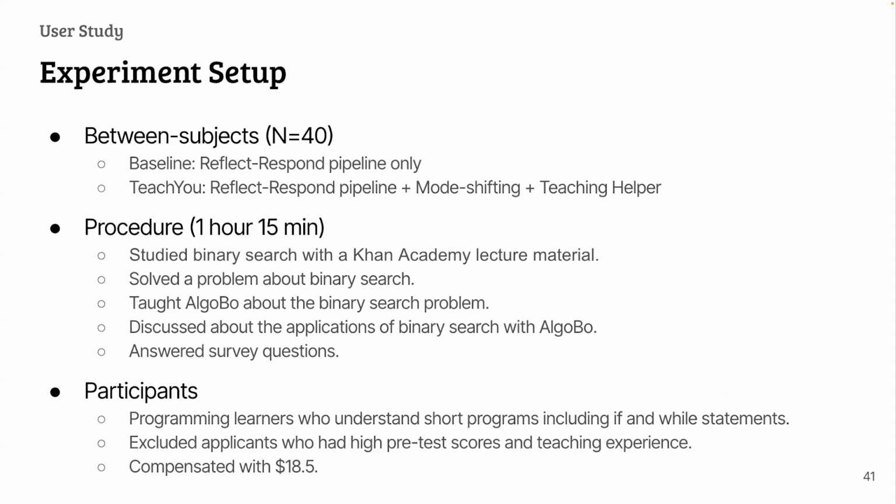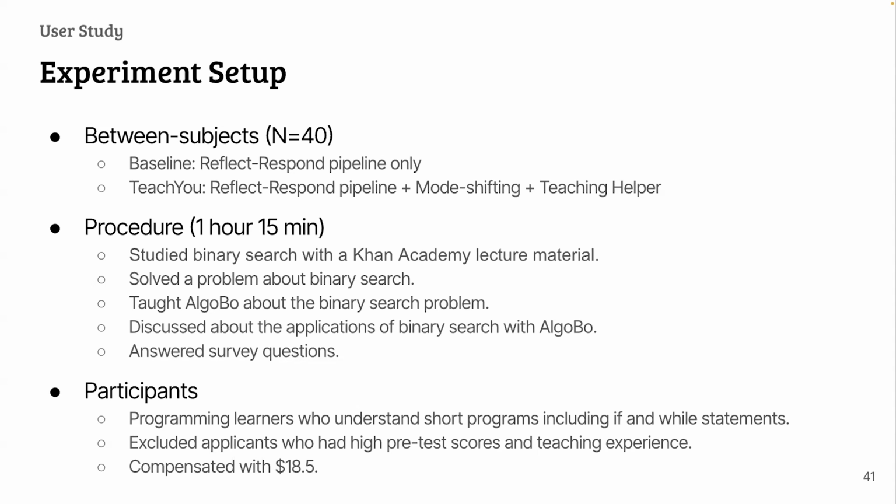To check the efficacy of mode shifting and Teaching Helper, we ran a user study with 40 programming learners. We had 2 conditions where the baseline was TeachYou without mode shifting and Teaching Helper. Participants studied binary search and solved a relevant problem. Then, they taught AlgoBo about binary search and the problem. After AlgoBo solved the problem, participants were free to spend time with AlgoBo for discussions.